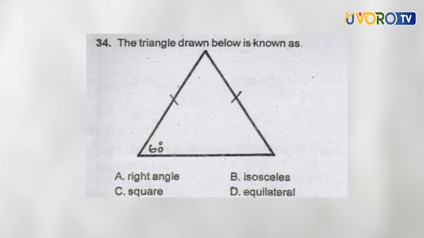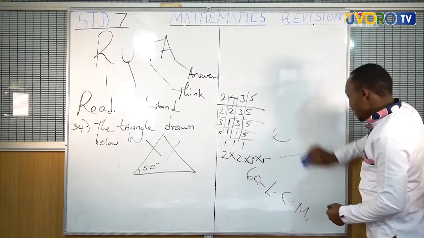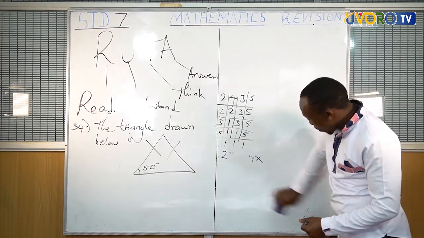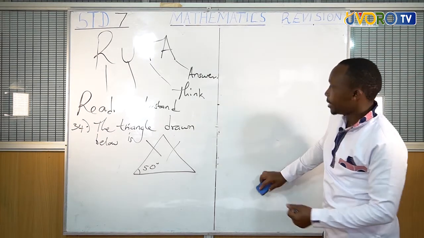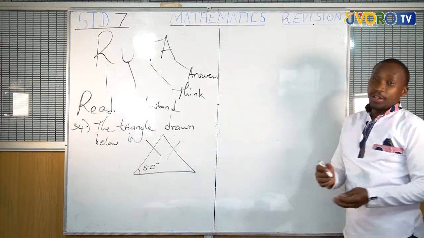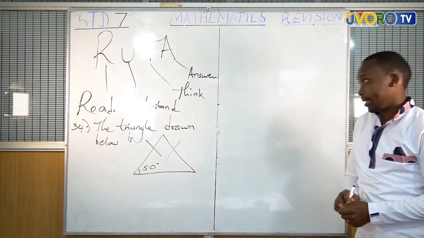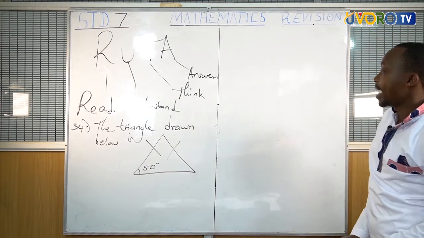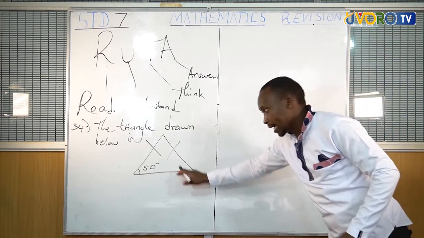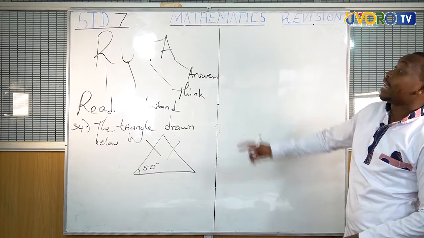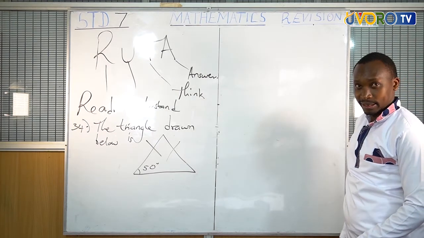Class 7. I think somebody might be sleeping when the teacher was in class. In class 5, imagine, we were taught of all these triangles. Now, let's start with saluting R for reading. Let's read. The triangle drawn below is, that is the triangle. Now, let's salute U for understanding.